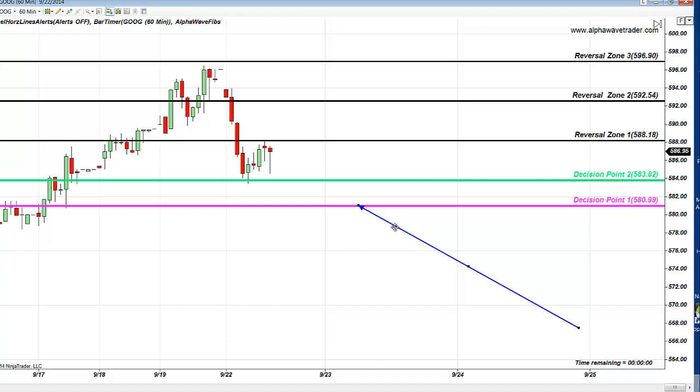581 is the end of the minor trend. If you know Alpha Wave Trader rules, you know what to monitor for. That is very critical. Next question, CAD 1 hour.